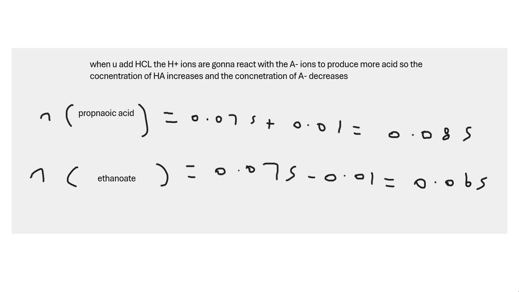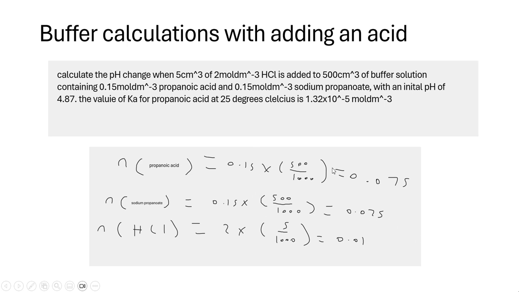Remember, the propanoic acid is dissociating into H plus and propanoate ions, and in the second equation, the sodium propanoate is dissociating into propanoate ions and sodium. So again, the H plus is going to react with those propanoate ions to create more propanoic acid. Therefore, the propanoic acid is going to increase by the same amount of moles as HCl. Hence, the new moles of propanoic acid is going to be the original moles plus 0.01. For the propanoate, I realize now that's not 25, it's 75, because it's the same concentrations.